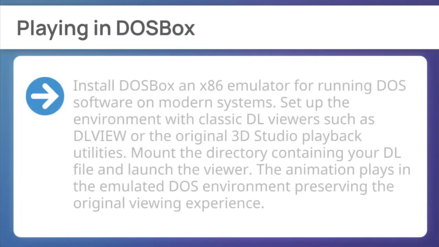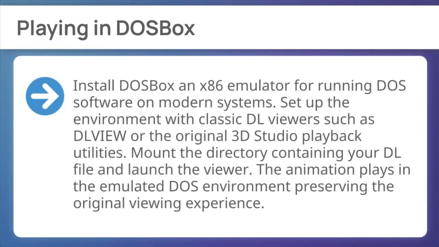First, playing in DOSBox. Install DOSBox, an x86 emulator for running DOS software on modern systems. Set up the environment with classic DL viewers such as DLView or the original 3D Studio playback utilities. Mount the directory containing your DL file and launch the viewer. The animation plays in the emulated DOS environment, preserving the original viewing experience.